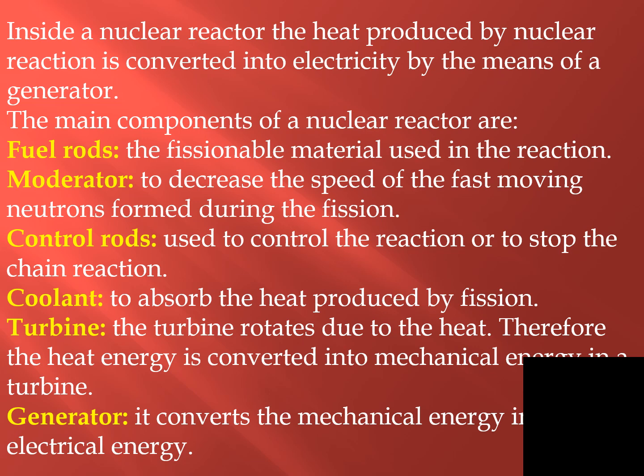Next one is a moderator. The moderator is used to moderate the velocity of the neutrons which are ejected during the fission reaction. When you want to continue the fission process, you need only slow moving neutrons. But the neutrons emitted during the fission are at a higher energy and also move with a very high velocity. Hence, the moderator is used to reduce the velocity of the ejected neutrons to one fourth of its original value. Commonly the coolants are used as the moderators. In some cases, you can go for graphite also.